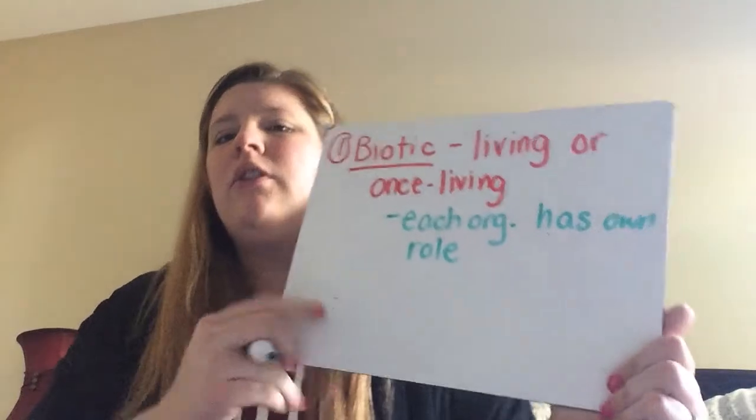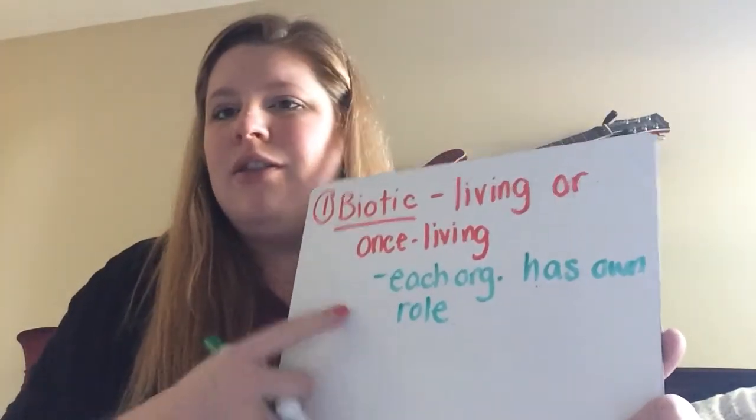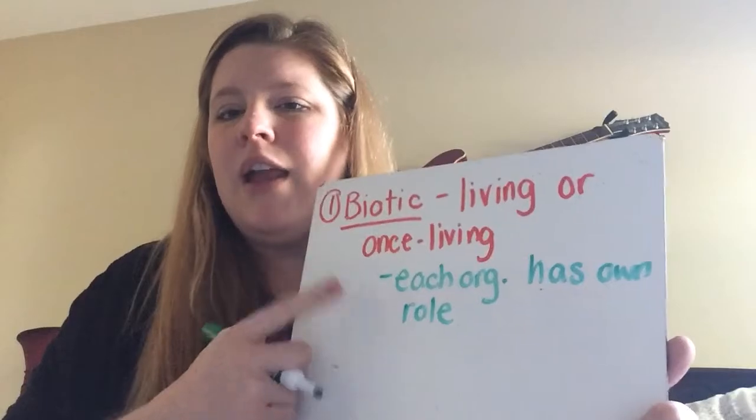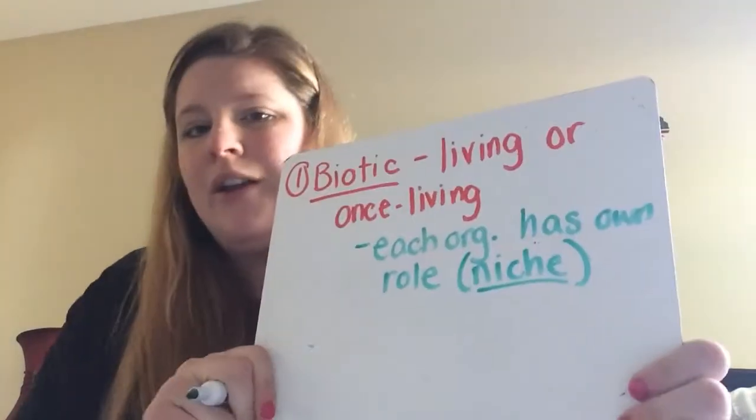On top of that, we have what we call each organism. An organism is a plant or animal. Any living thing is an organism. Even bacteria is considered an organism. Each organism has its own role. All right, so you're a character in a play. Every organism is a character on the stage of life. Okay, so when it's biotic, each has its own role. We call this a niche. Fancy word, vocabulary word, a niche.